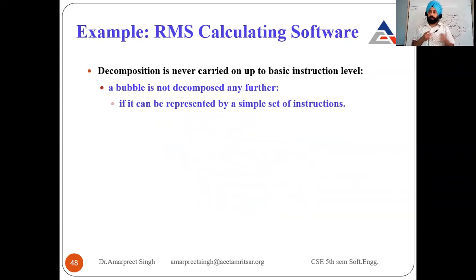So this was the main example. Decomposition is never carried on up to the basic instruction level, because we have to show the function, not the instruction. So it has to be taken to the sub-function level only, not to the basic single instruction level. A bubble is not decomposed any further if it can be represented by a simple set of instructions. Next.